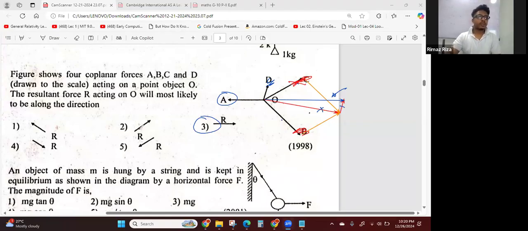So in the exam, remember if they have said drawn to scale, then you can take your pencil and ruler and draw in the question paper itself. Okay. You have to do this construction in your exam paper. So the resultant will be in this direction. The third one is the answer.